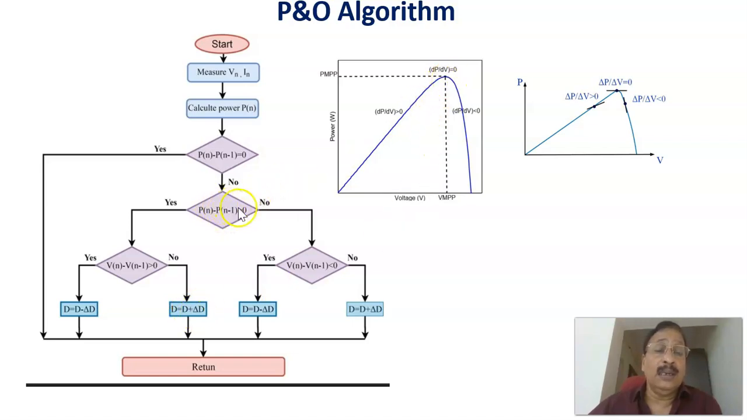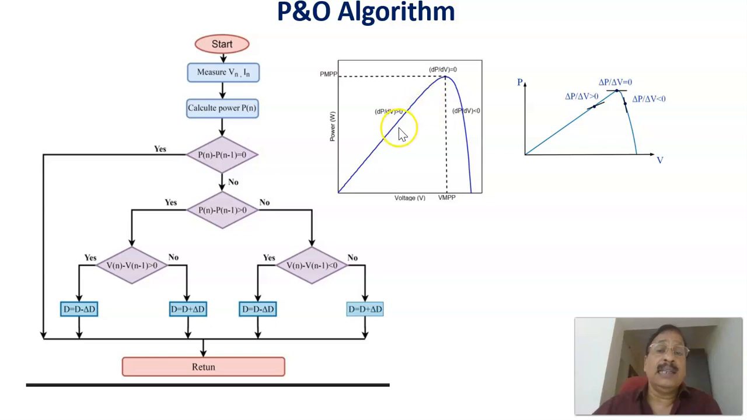And if the present power is less than the previous power, in that case delta P is negative. If delta P is negative as well as delta V is negative, then again we reduce the duty ratio and bring the operating point to the maximum power point. Therefore, this is the flowchart corresponding to the P&O algorithm, in which we identify the delta P as well as delta V polarity.